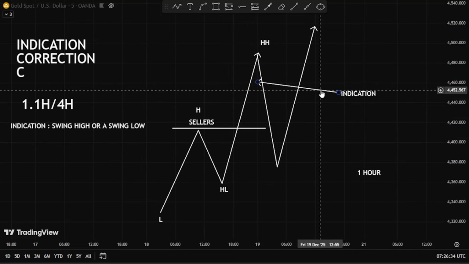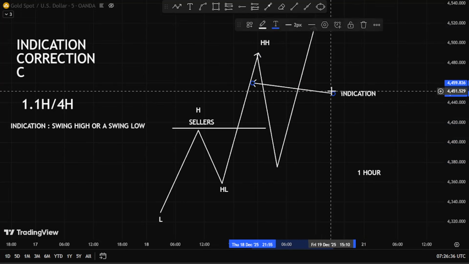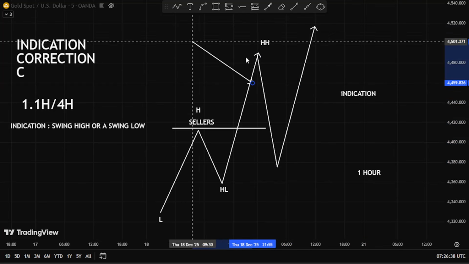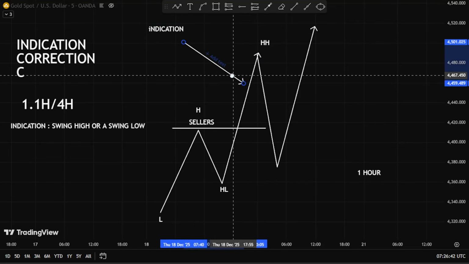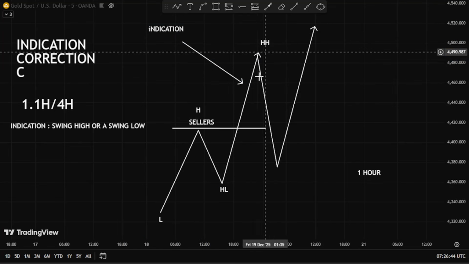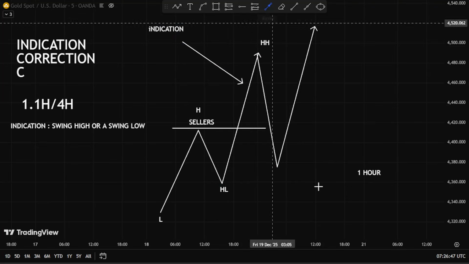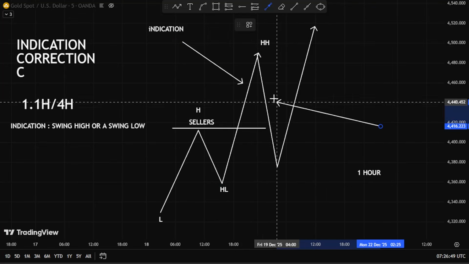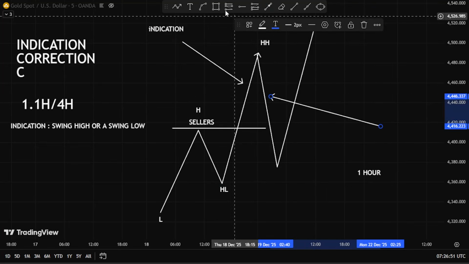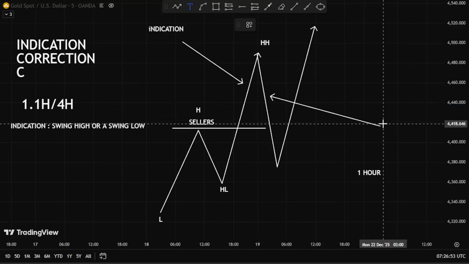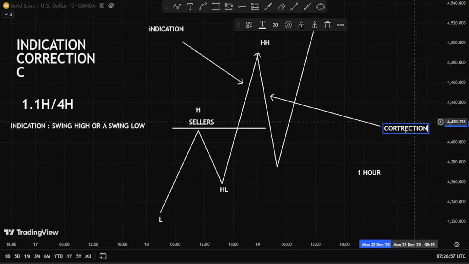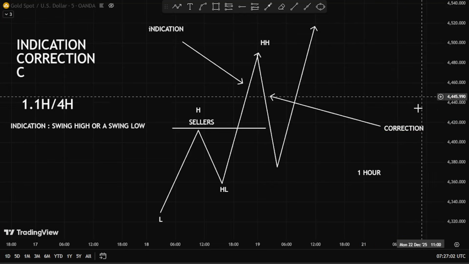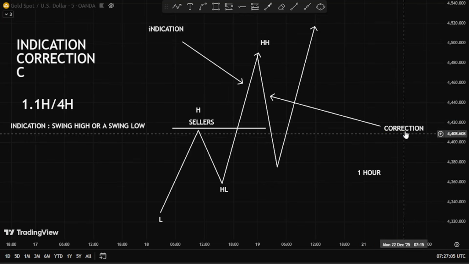So this is the indication here. Let me put this at this side for you so that it doesn't look too messed up. So this is the indication. Then we have the correction. Let me put this here for you. This is the correction.